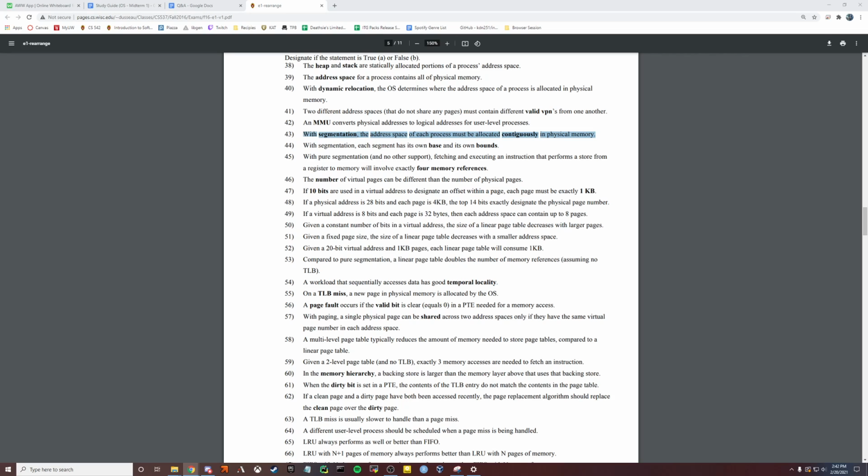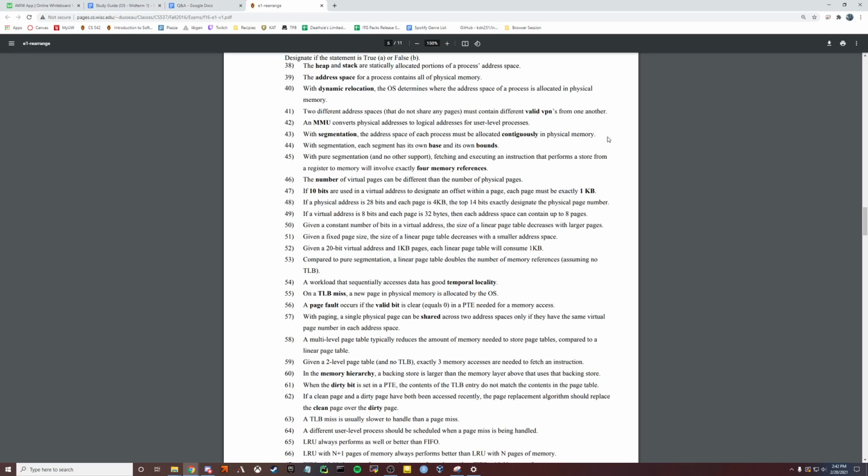Maybe this is going into lecture 5. For segmentation, under the slide on disadvantages of segmentation, it says each segment is allocated contiguously in physical memory. So that's a disadvantage. Yeah, and later we talked about how to get rid of that. So I think it's true.